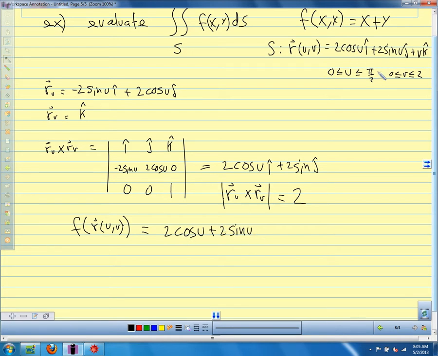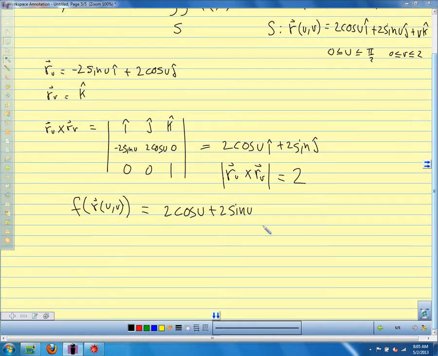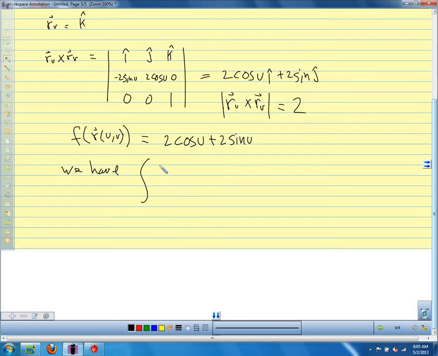X is cosine u, y is sine u. Now we're ready to evaluate our integral. So we have the double integral, 0 to pi over 2, 0 to 2 of 2 cosine u plus 2 sine u times 2. And the order I did here was dv du. Nice, easy integral to evaluate here. This evaluates to 16.